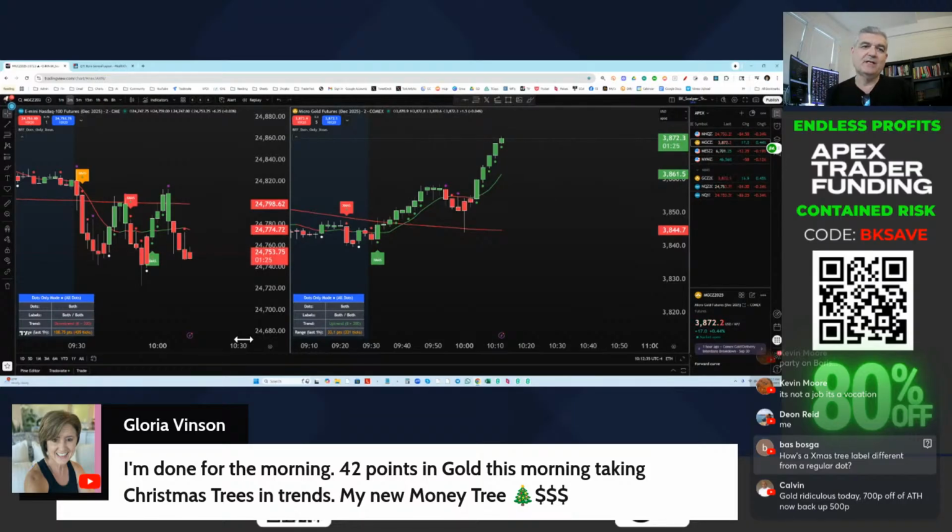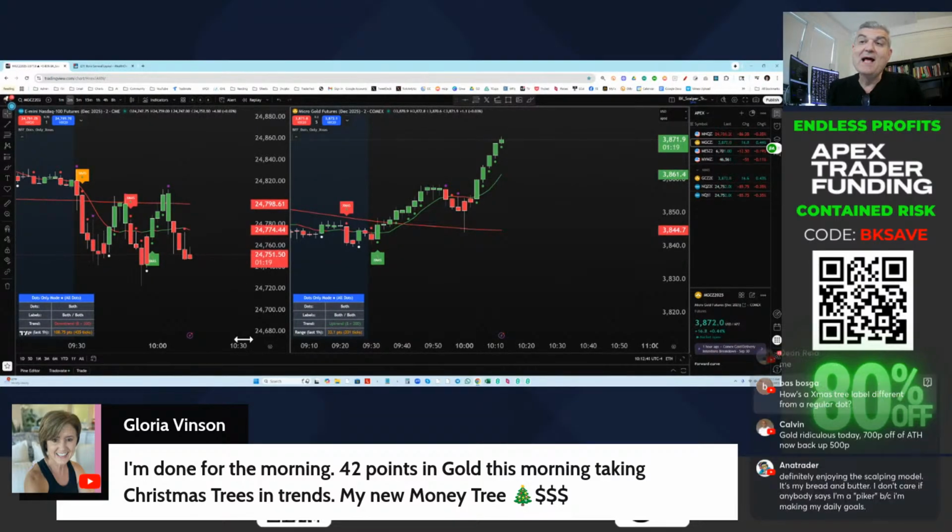Calvin says gold is ridiculous today, 700 points off the ATH, and now back at 500 points up. Yep, that's the beauty of it. I'm telling you, gold is the new NASDAQ. Tell me gold is not the greatest trade in the world right now. It is the greatest trade in the world. And you could scalp gold today literally 1,000 times.